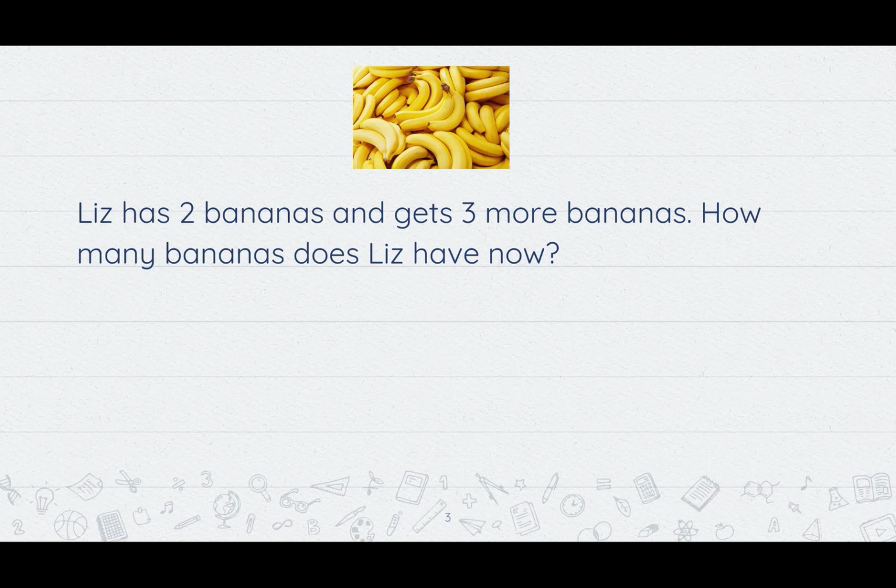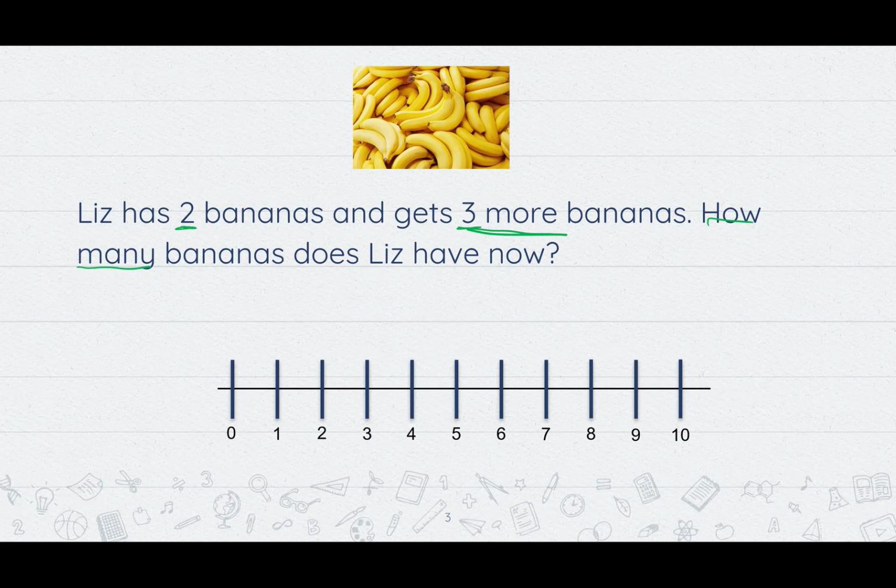So first, here's our first problem. It says Liz has 2 bananas and gets 3 more bananas. How many bananas does Liz have now? So let's take a look at our number line and how we can do this. When I'm looking at my word problem, I'm underlining where I see numbers. So I said Liz has 2 bananas, then she gets 3 more. And now it wants to know how many does she have now. So how many does she have after she got 3 more bananas?